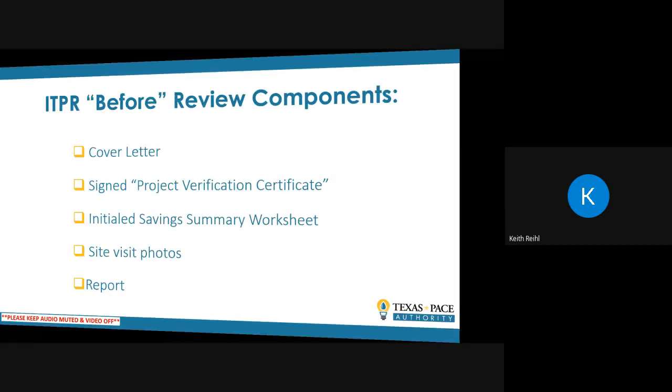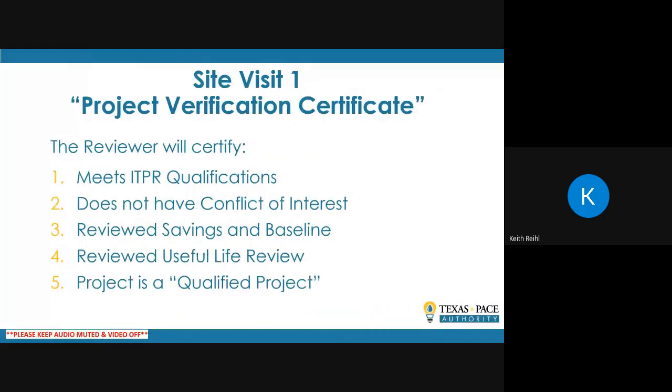And if you have a report, that would also go as part of the project verification certificate. You need to make sure that the reviewer will certify that they meet the qualifications and that they do not have a conflict of interest.